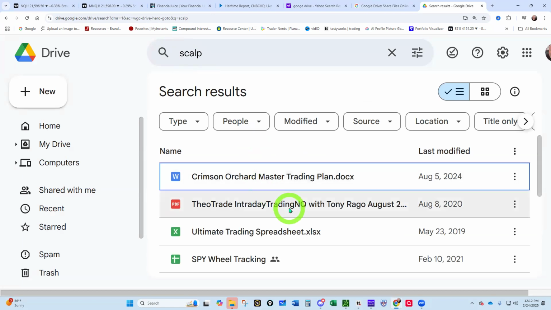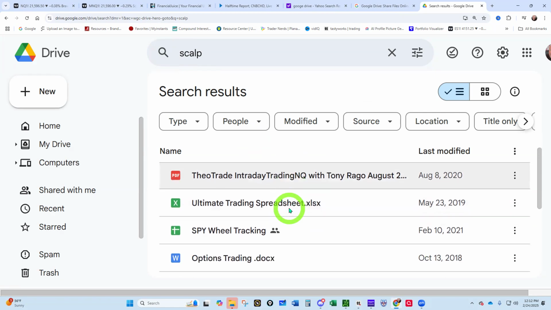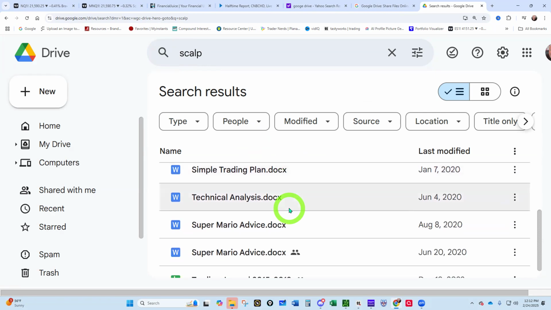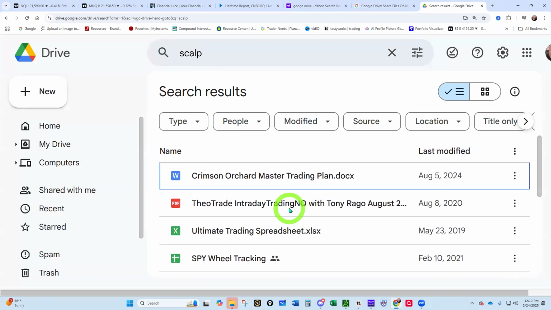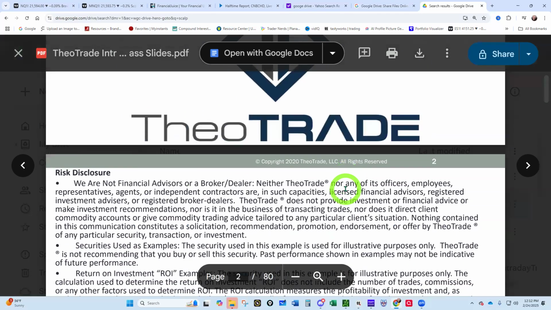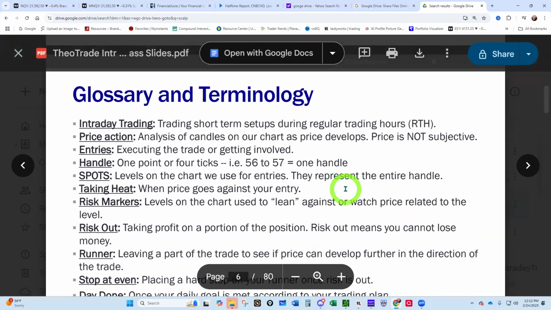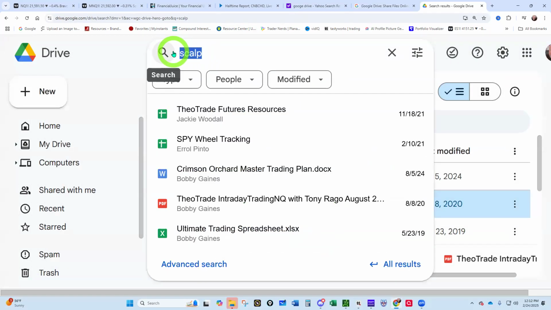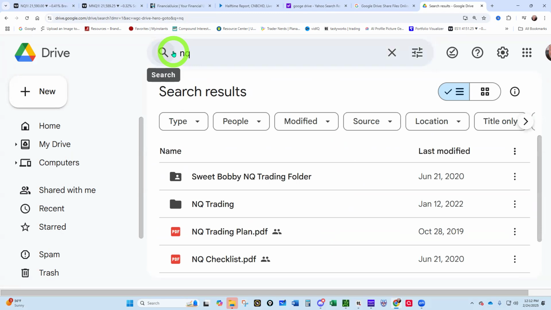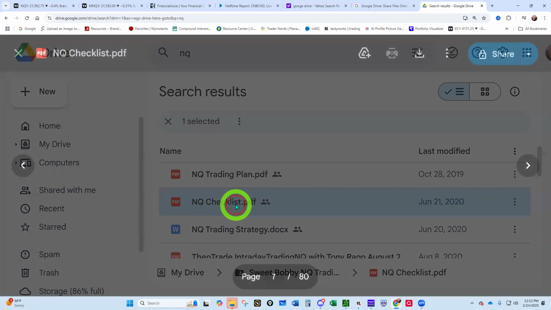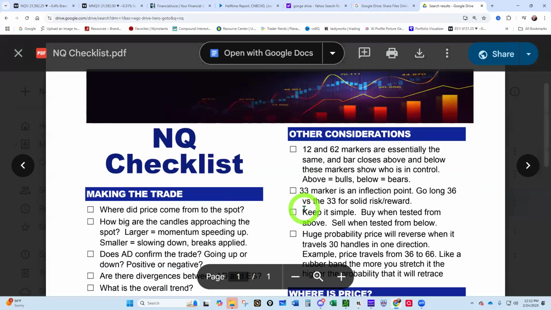Master trading plan. Theo Trade intraday entry with Tony Rago, August the 2nd of 2020, which is when I was doing that. Theo Trade futures resources. NQ. Futures. Oh, look at there, it tells us everything we need to know. Let's do NQ. And here I had an NQ trader plan. Look at this, we had a checklist. See what our checklist said.